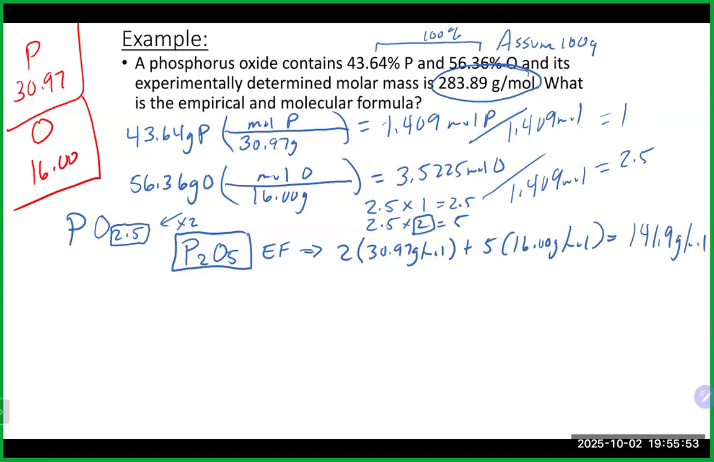The third thing that we need is the molar mass of the compound, which is usually in these type of problems given to you. And that was given to you. And that's the molar mass of the compound. So now we have everything we need to get to our molecular formula.